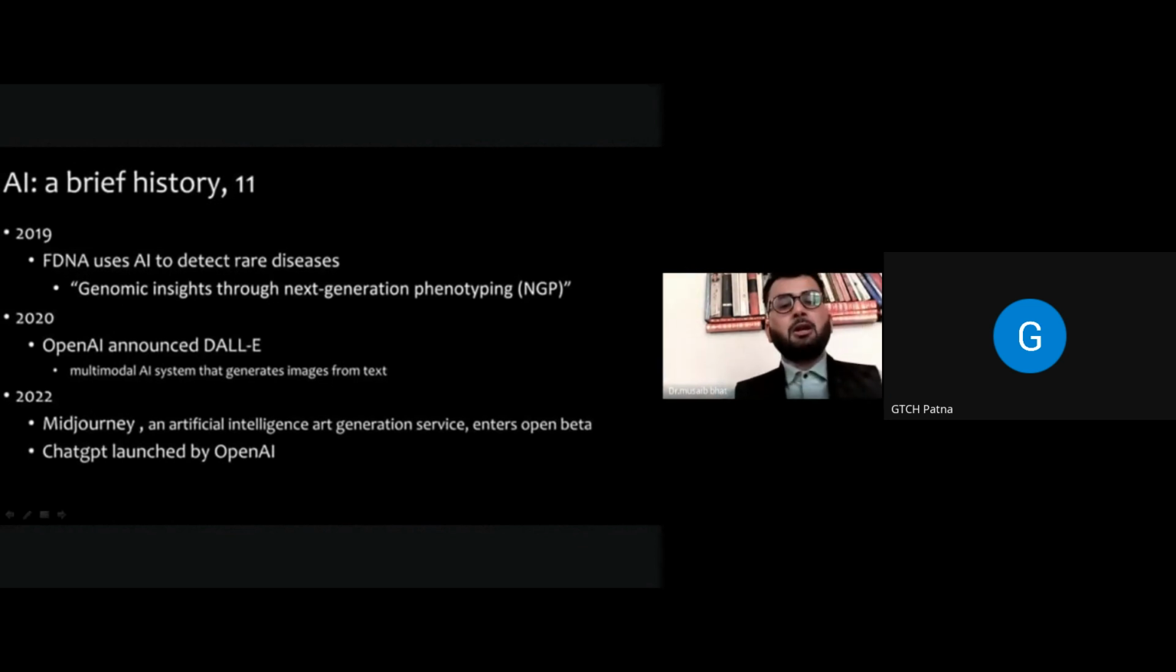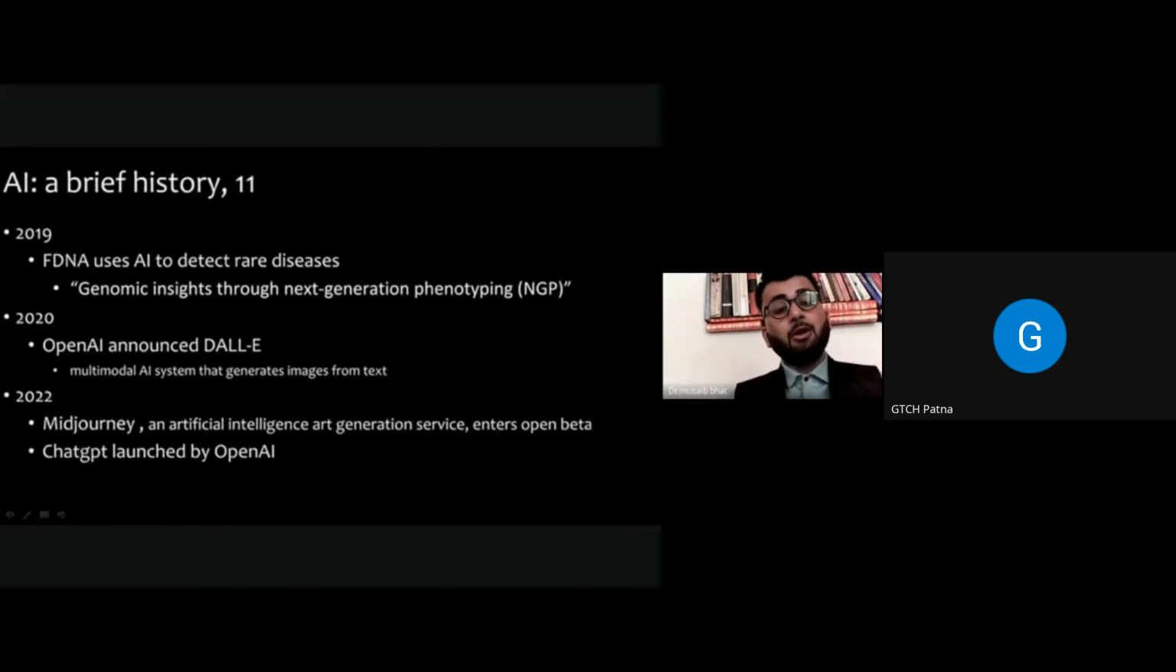In 2020, OpenAI announced DALL-E. It was an AI that was able to generate images from text. You had to input some text, and it was able to generate images from that, depending upon the situation that you had actually provided in the text.